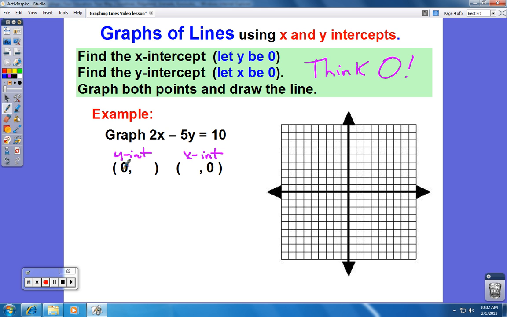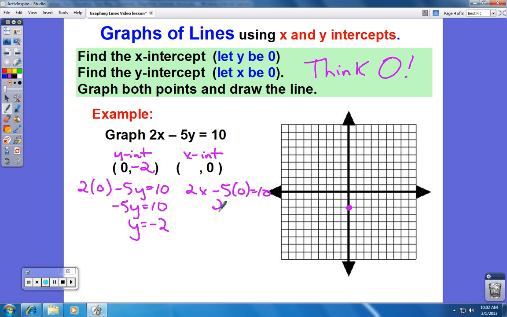So we'll substitute 0 in the place of x. That's going to give us negative 5y equal to 10, divided by negative 5, y equals negative 2. So that's going to be our y-intercept at (0, -2). Then we're going to substitute 0 in the place of y because it's our y-coordinate. That's going to give us 2x equal to 10. We divide by 2, x equals 5. So that gives us the point (5, 0).